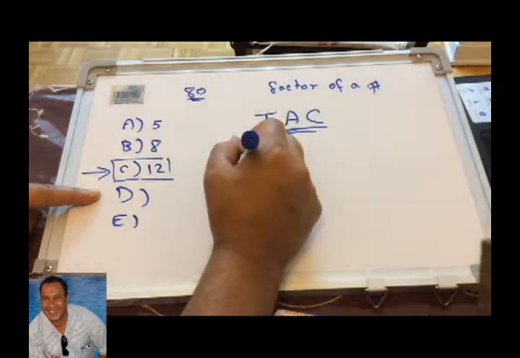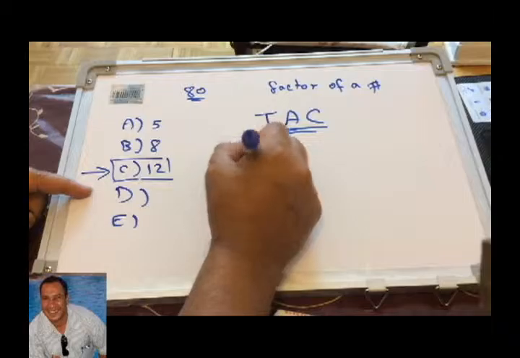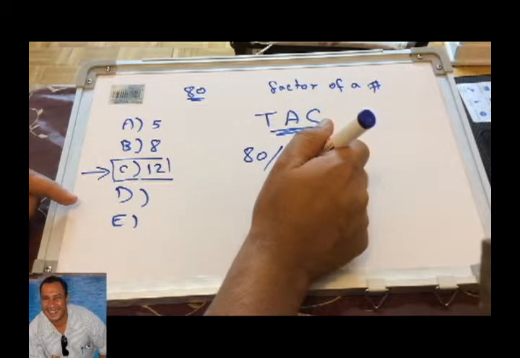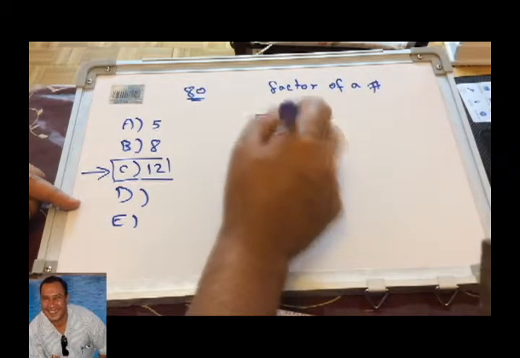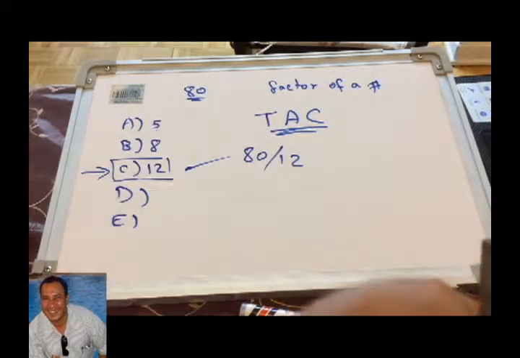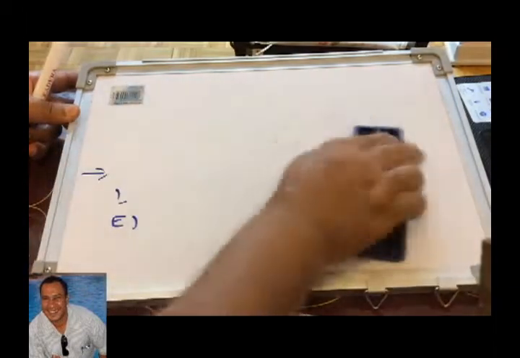First I'm gonna test answer C. Is 80 divisible by 12? No, 80 is not divisible by 12. So 12 is not a factor of 80. So the answer is C. Let's look at problem number 2.